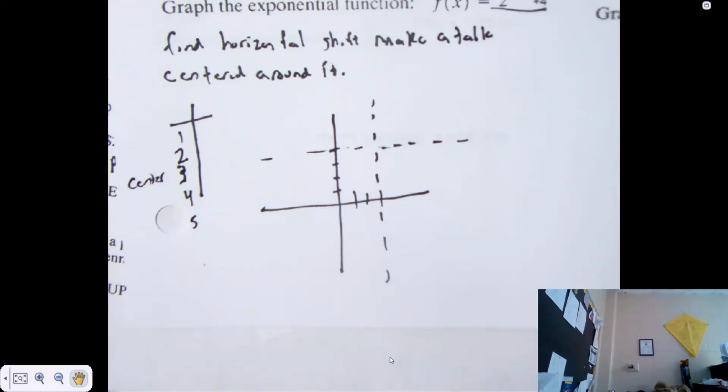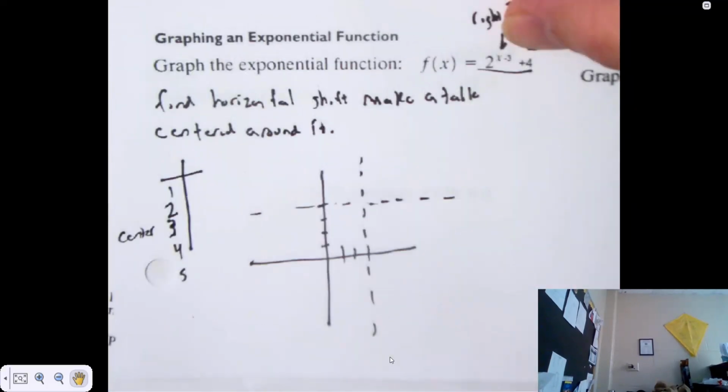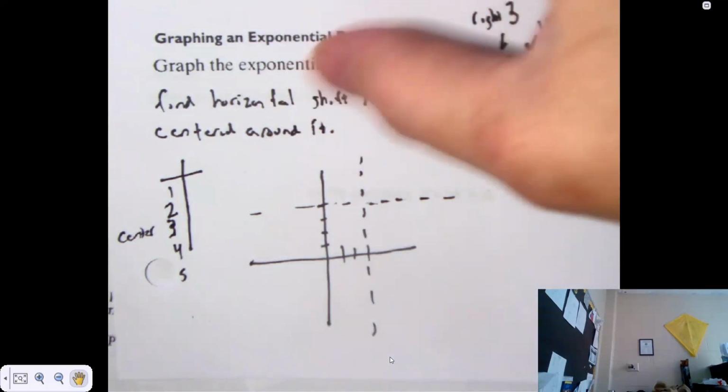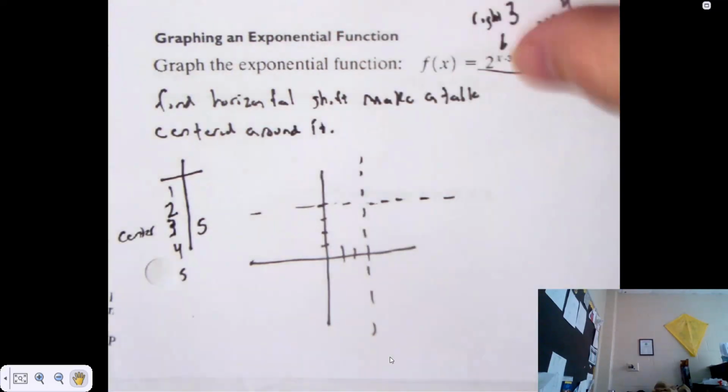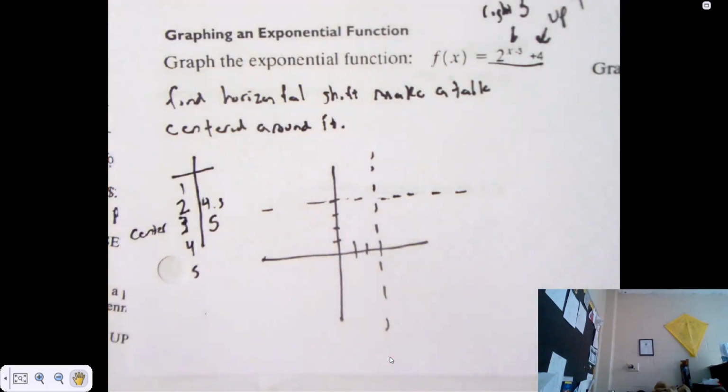You get y values back. If you plug in that 3, you'd have 2 to the 0th, add 4. You got 5, right? If you plug in a 2, you'd have 2 to the negative first power. What's 2 to the negative first power? 1 over 2. Add 4, 4.5. If you plug in a 1, you'd have 2 to the negative second. That's 1 over 2 squared, add 4, you got 4.25.